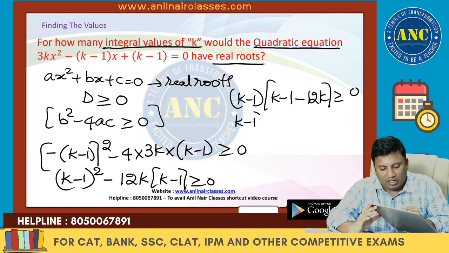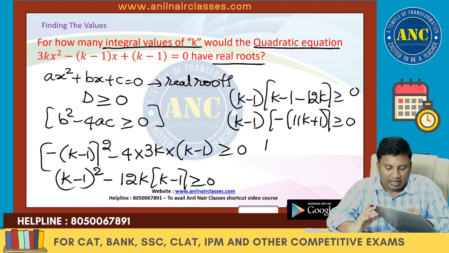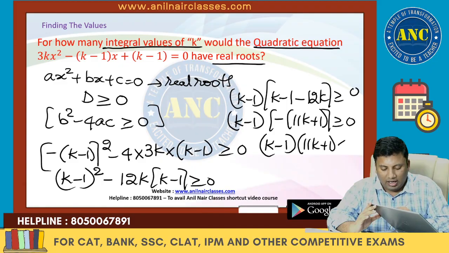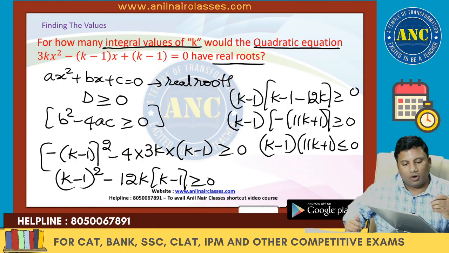So (k minus 1) into minus of (11k plus 1) greater than or equivalent to 0. If I take the minus out, (k minus 1) into (11k plus 1) less than or equivalent to 0. I hope it is clear.